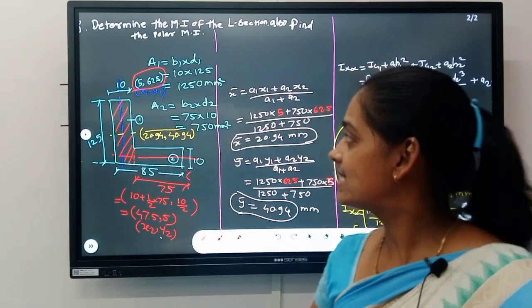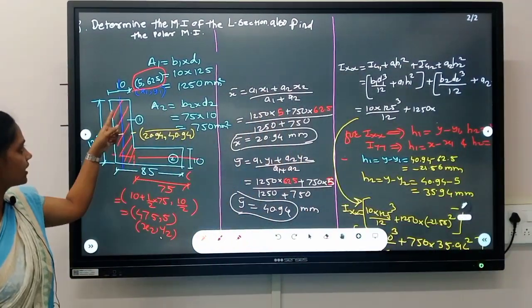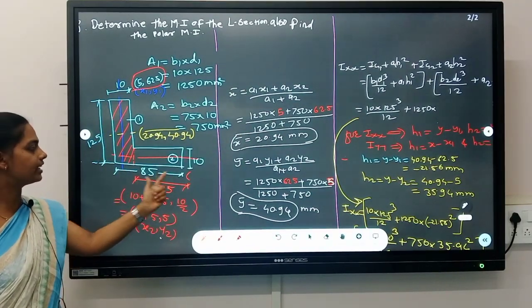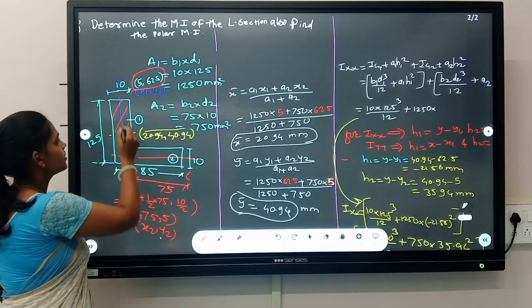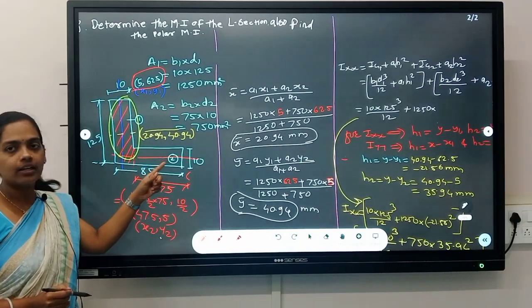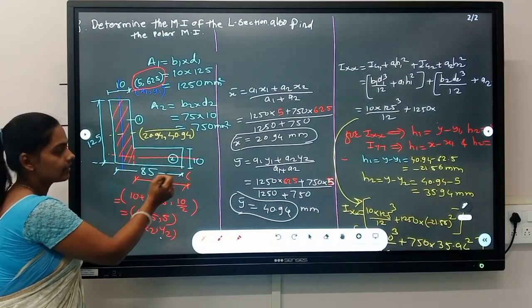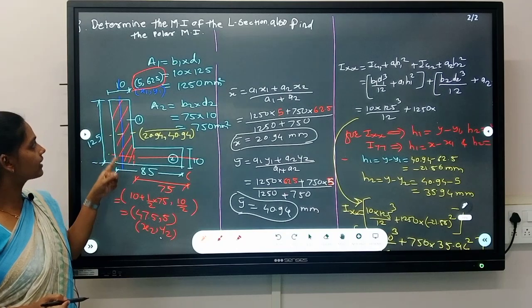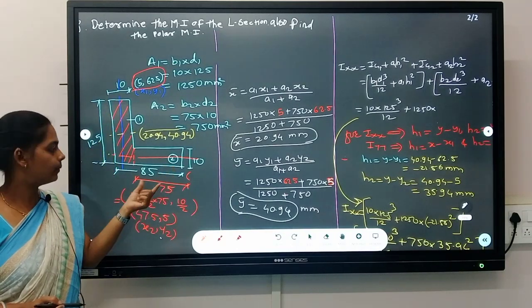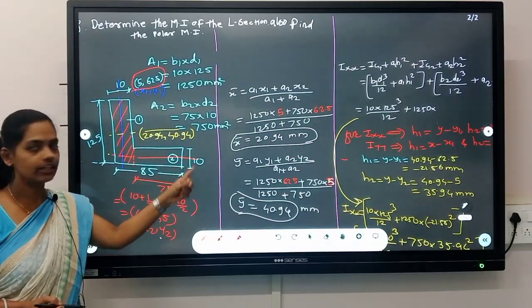Hello friends, today we'll see moment of inertia for L section. This is a given L section, dimension 10 by 125 and at the bottom it is 85 by 10. So just bifurcate the given figure into a number of simple figures, just as first rectangle and this is the second rectangle. So dimensions for first rectangle will become 10 by 125 and for the bottommost rectangle it becomes 85 minus 10. So it becomes 75 by 10.